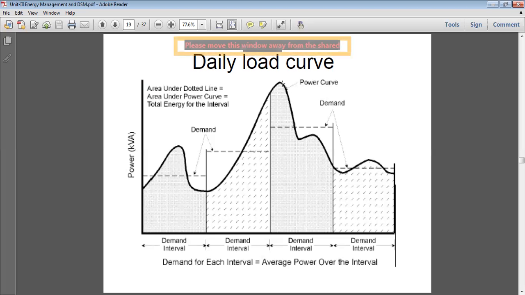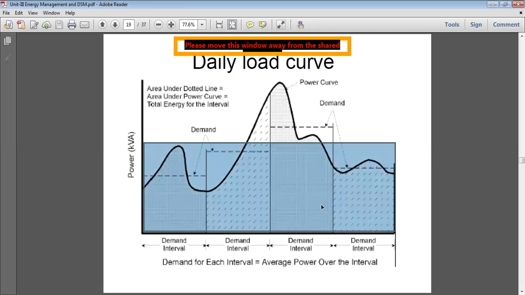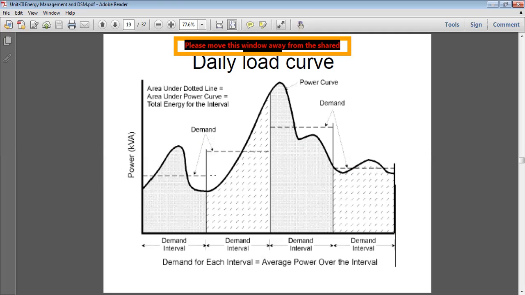It will show this is the maximum demand and this is the minimum demand, or this is our average load. If you add this one, the average load is there. So this is the average load. So we can calculate the load factor: average load divided by maximum demand. So it will show the load factor of a generating station or the consumers.